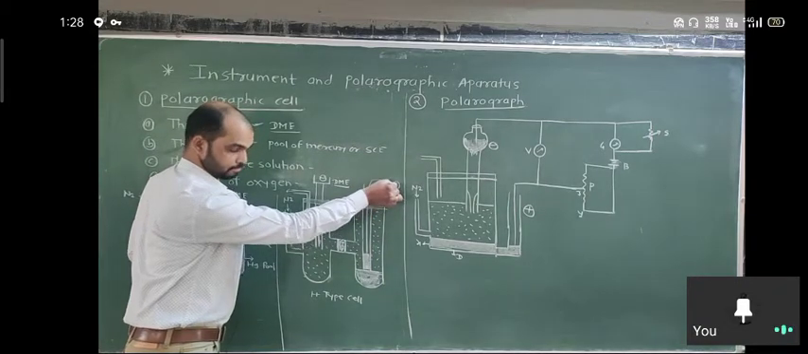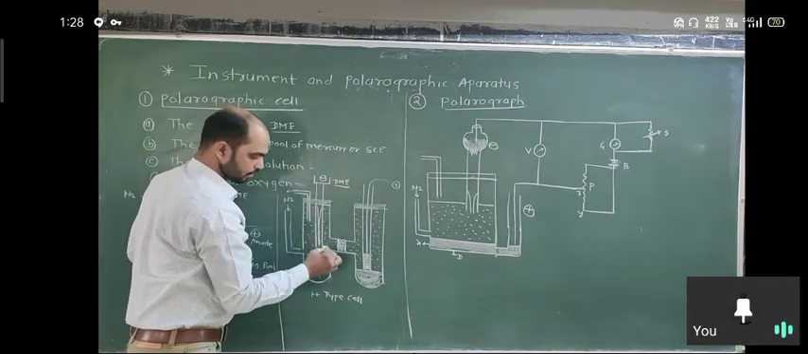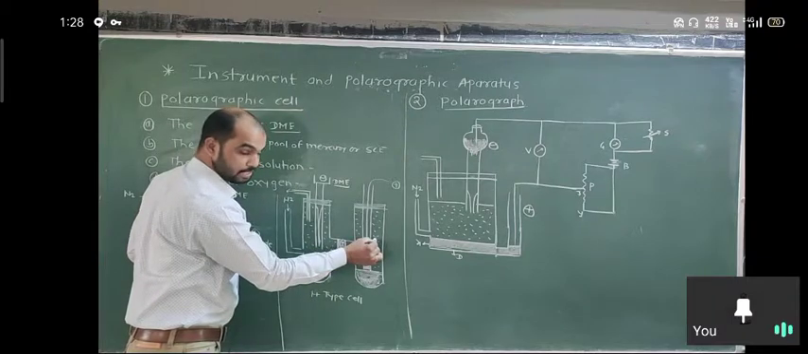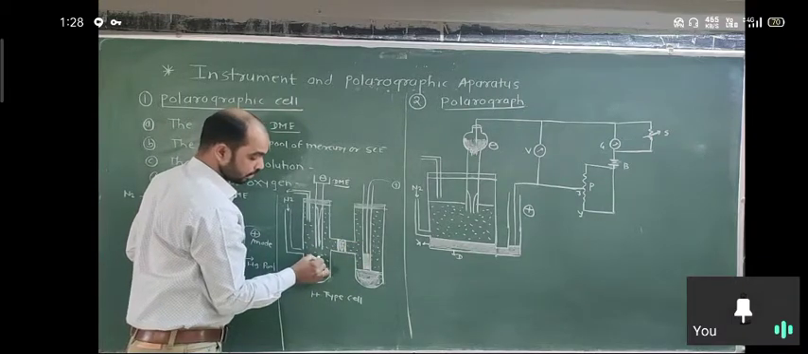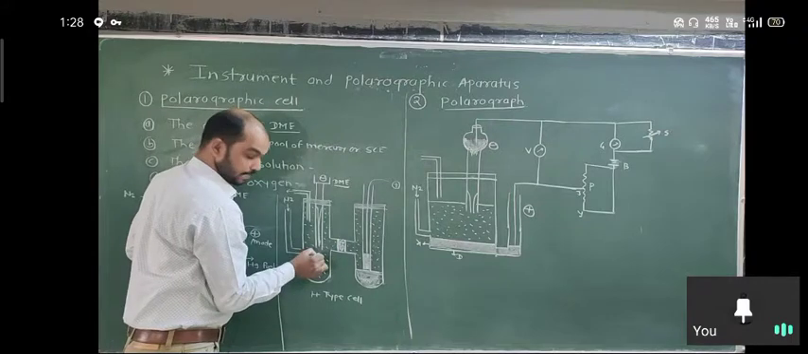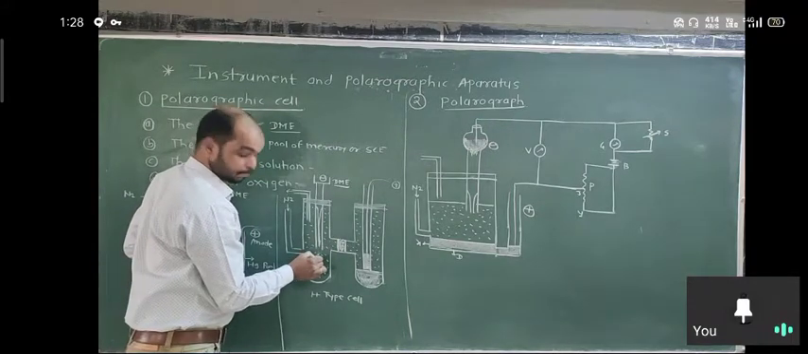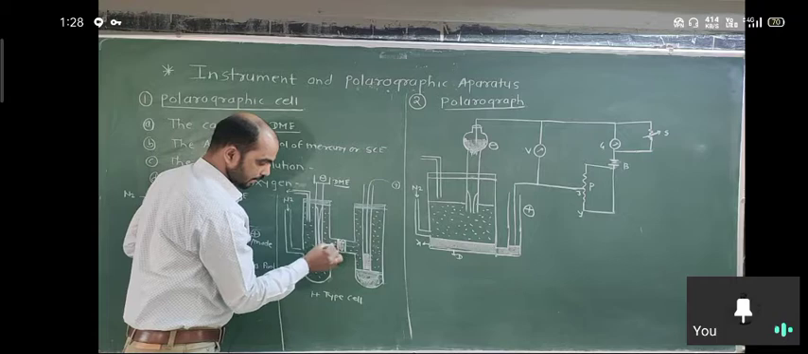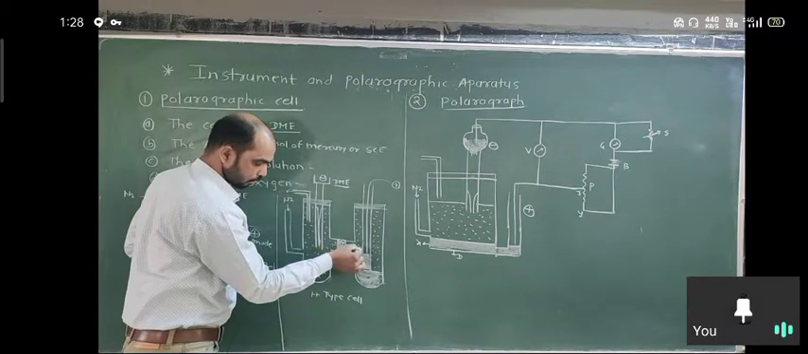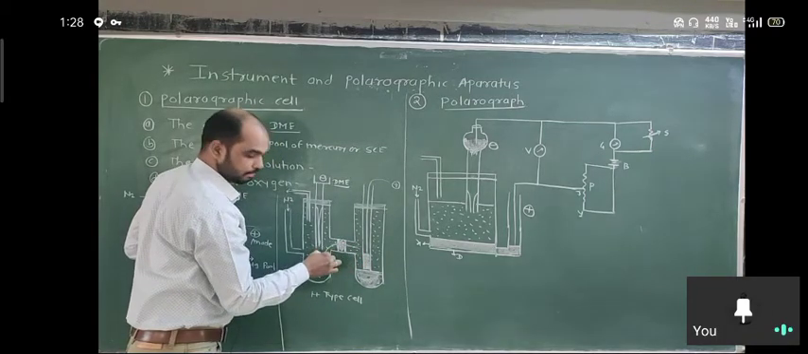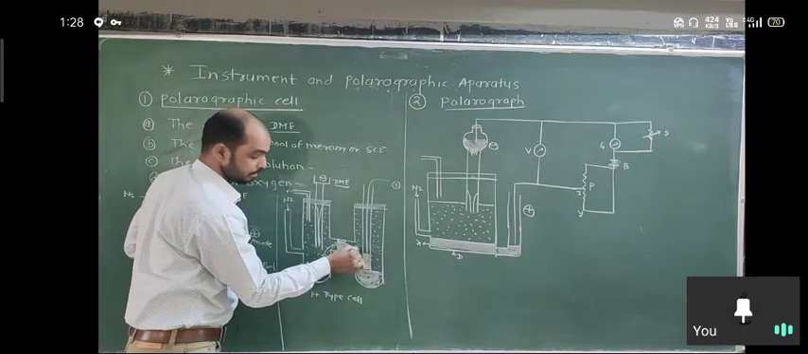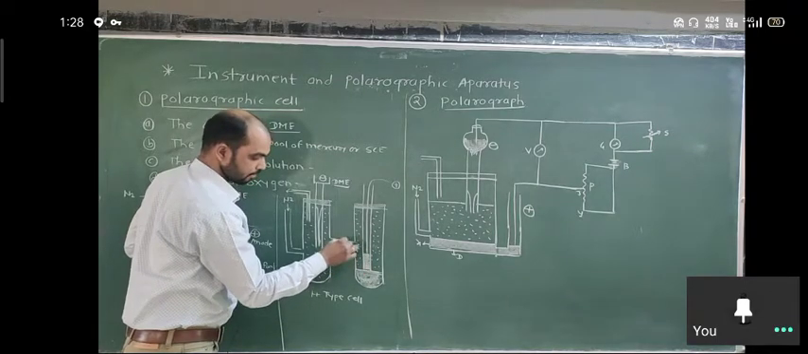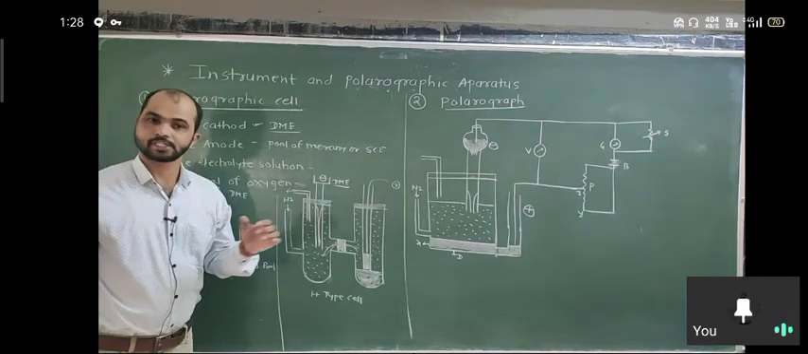This is an anode, there is a cathode. So here is an electrolyte solution, and here is a sample solution. The sample solution contains KCl as well as gelatin as a suppressor. So these are connected, so current flows from this agar-agar to here, or from this side to this side. That's why agar-agar gel is used here.